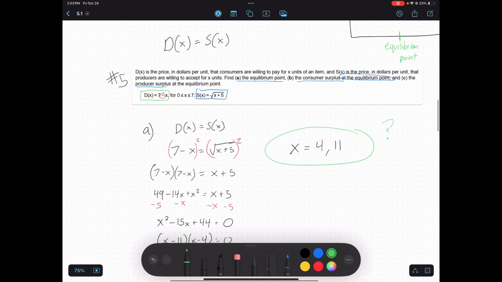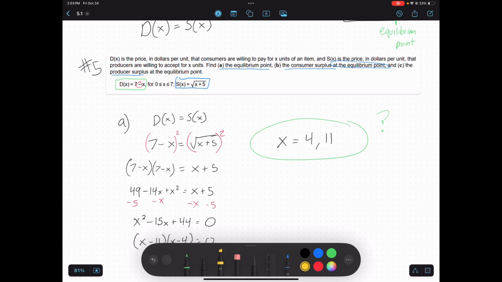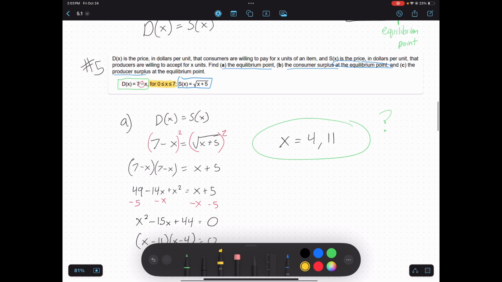Well, come back up here to the actual problem. Number 5's unique from the rest of them, which is why I chose to go through this one, because it gives you a range of x values to look at. Where does that range come from? Well, it comes from your demand equation. If I have 7 minus x, if I plug in any number bigger than 7, you're going to get a negative value for your demand, and negative values don't make sense. We don't want negative price values. So that's why we're restricted to x values between 0 and 7, meaning 11 is too big. If I try and plug in 11, I get a price for my demand function that doesn't make any sense.